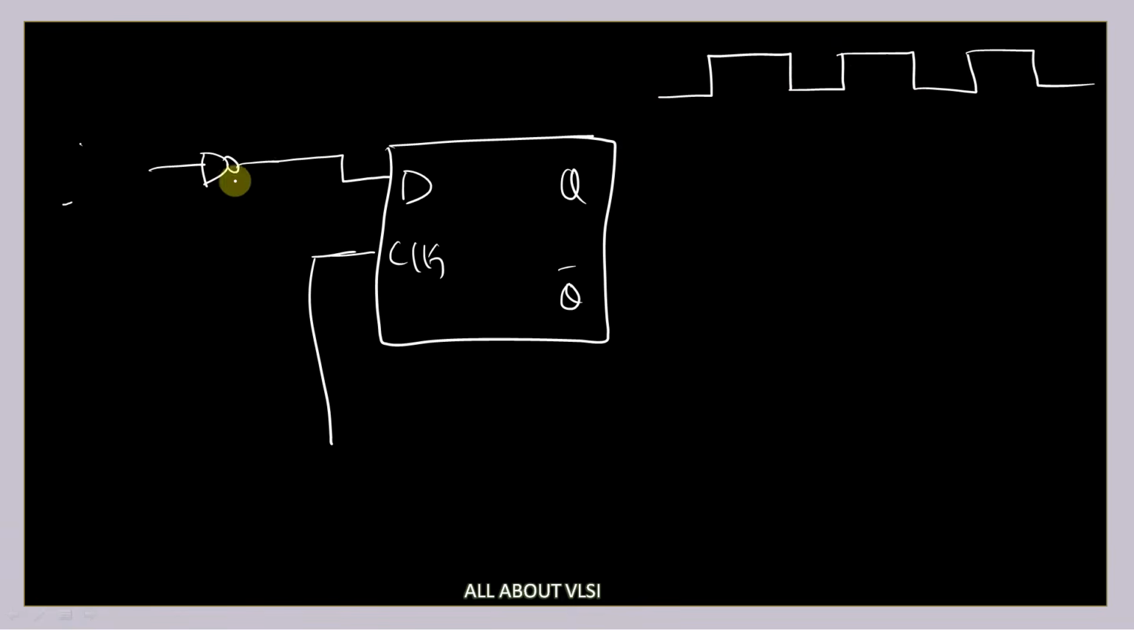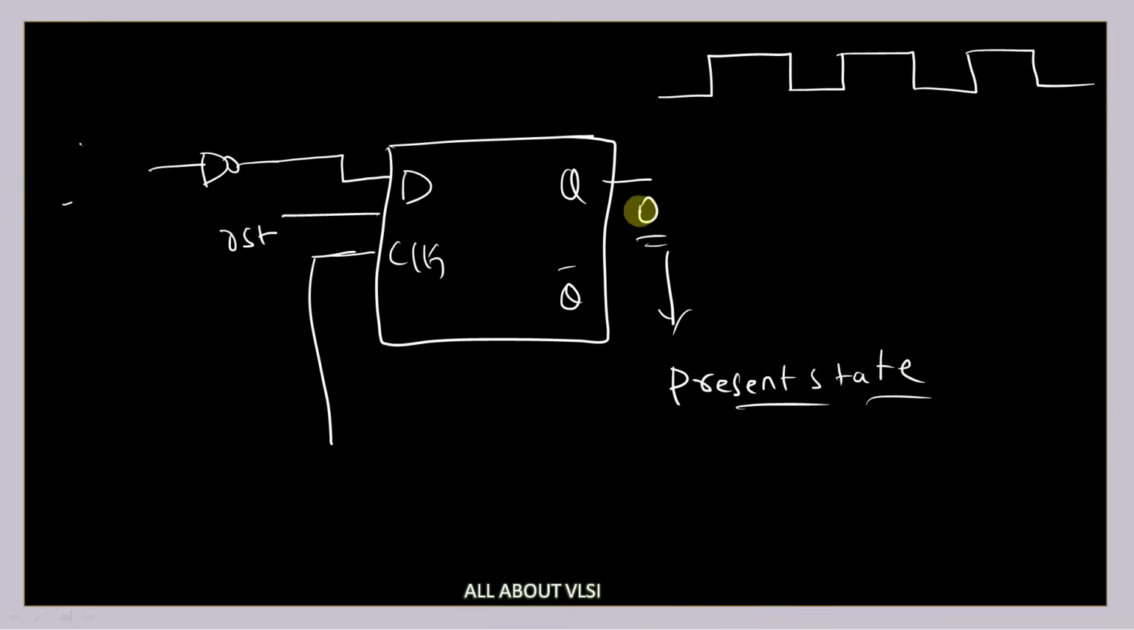Now, let's say initially, if we apply my reset signal, then what is going to happen? Initially, if I apply my reset signal, then my output will be equal to 0. This is my present state. What is my present state? What is the output of your flip-flop? That is your present state.